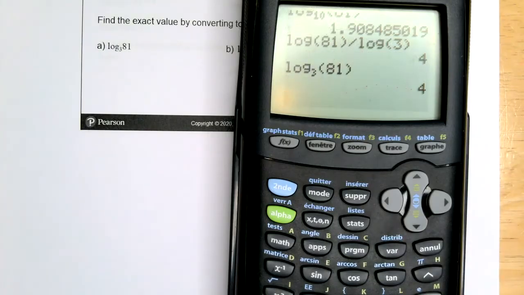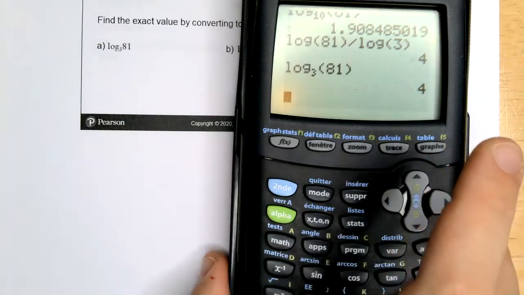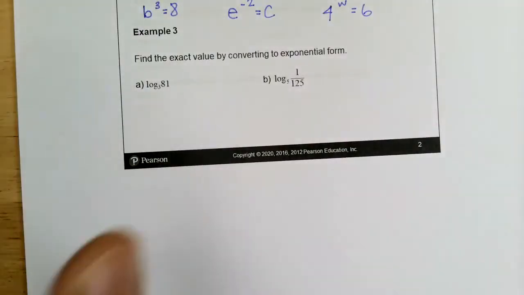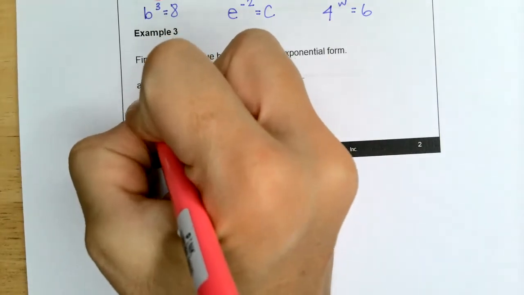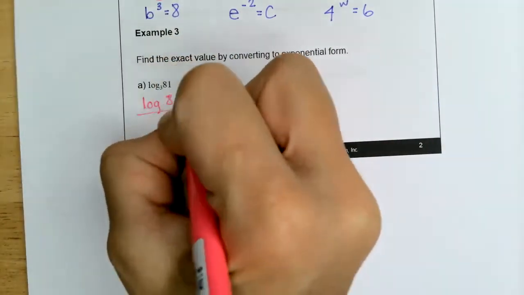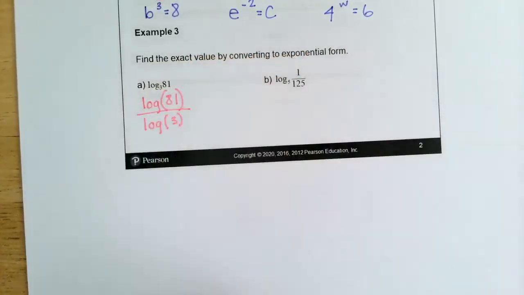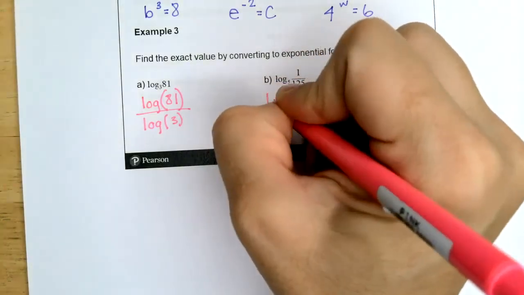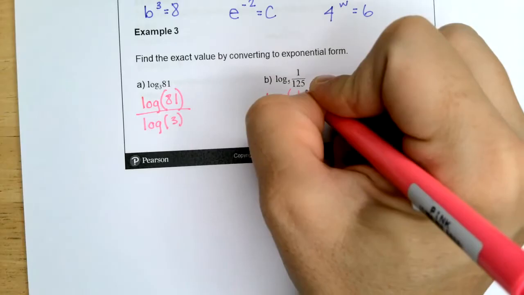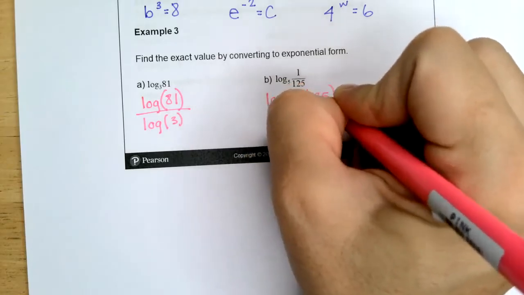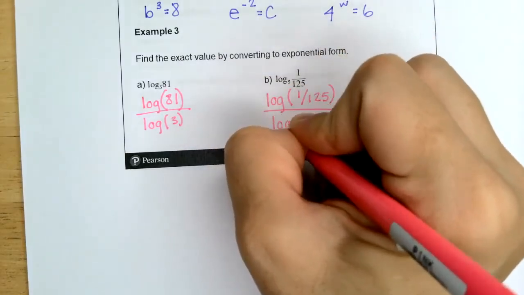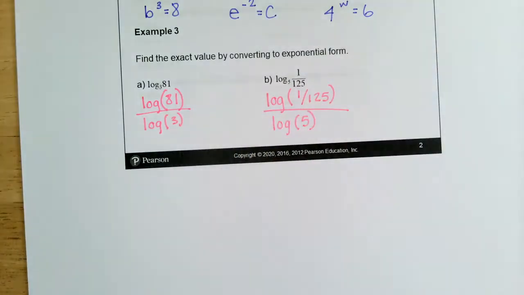Good? All right. So the log base 3 of 81 can be rewritten as the log of 81 over the log of 3. Good. The log base 5 of 1/125 can be rewritten as the log of 1/125 divided by the log of 5. Good?